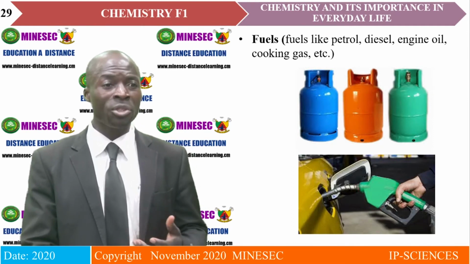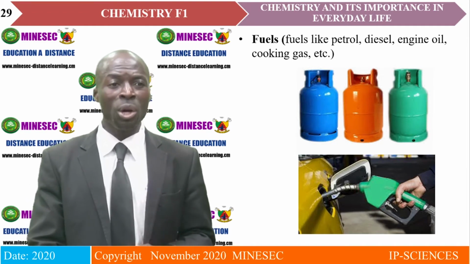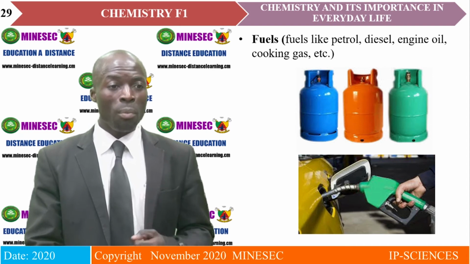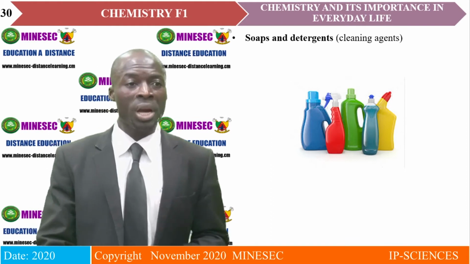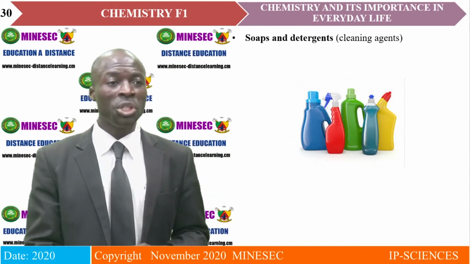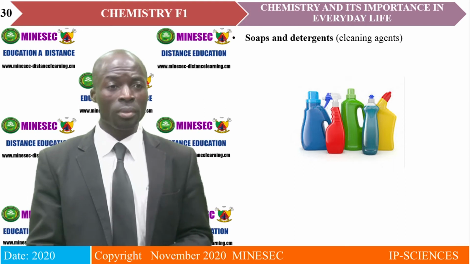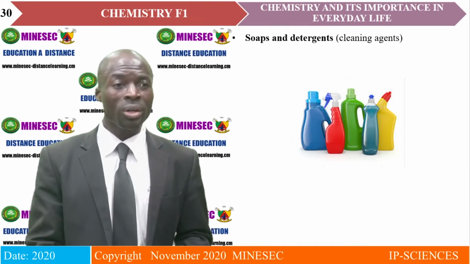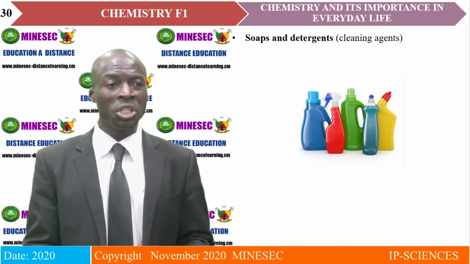In our next picture, we have some fuels. We can see the cooking gas, usually made of butane used to cook our food in the kitchen, petrol, diesel, engine oil used in automobiles. All these are chemical products. And the next picture shows us soaps and detergents. Soaps such as Azu, CCC, and detergents such as Total Clean, Omo, are cleaning agents which are used in our environments to remove dirt and stains.